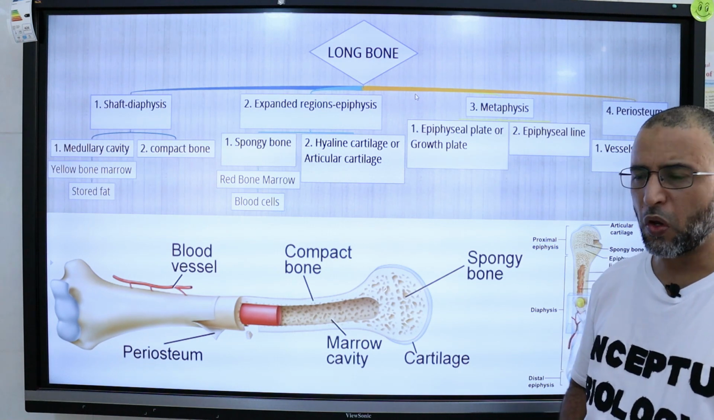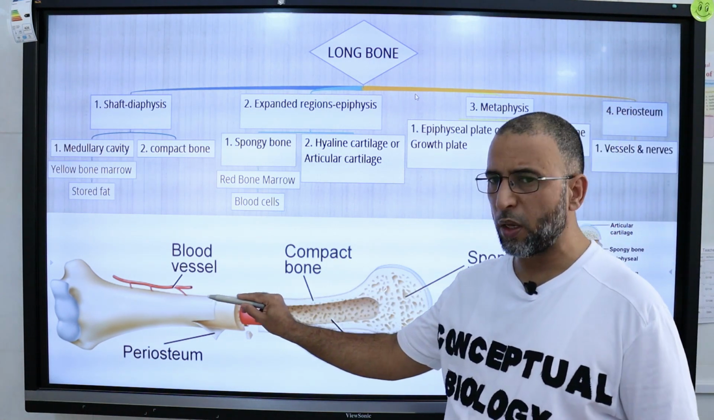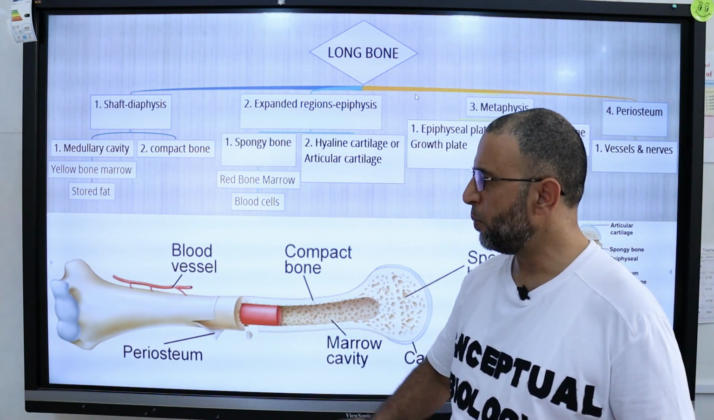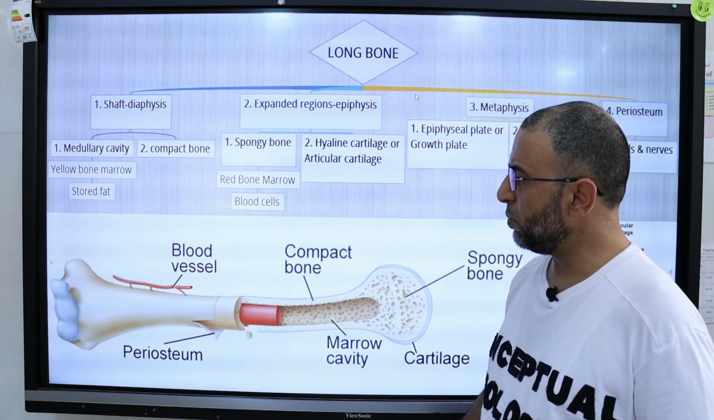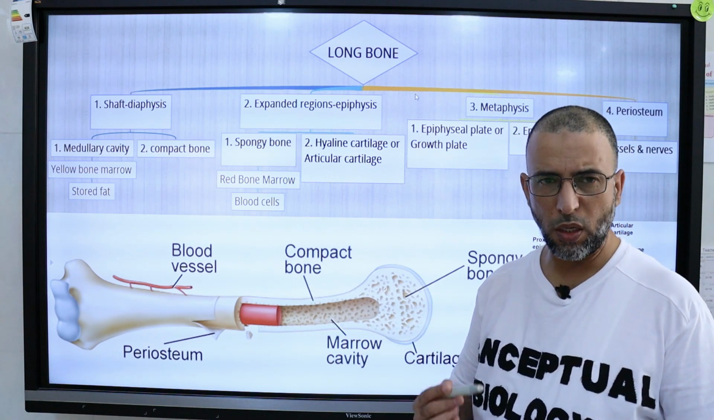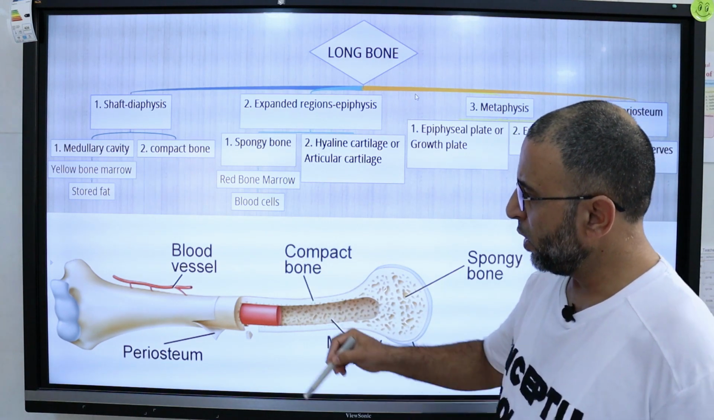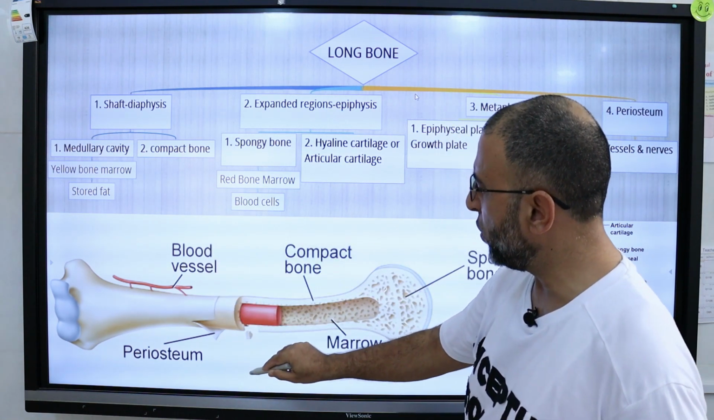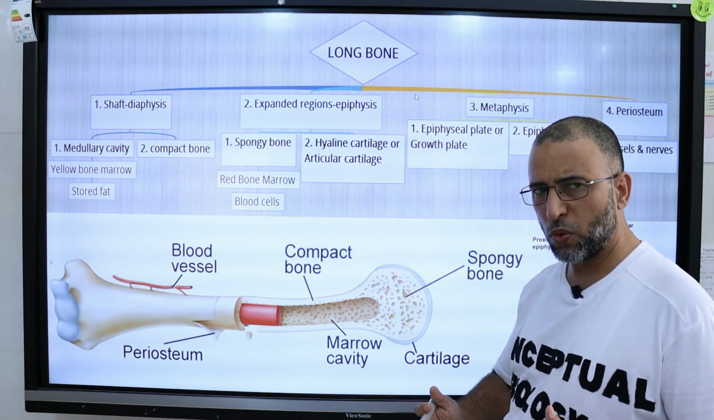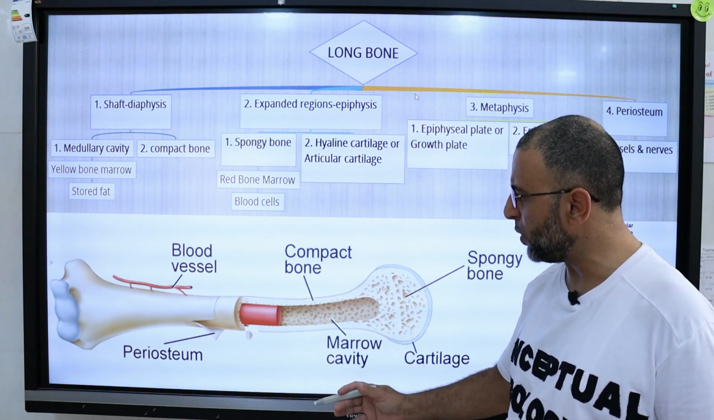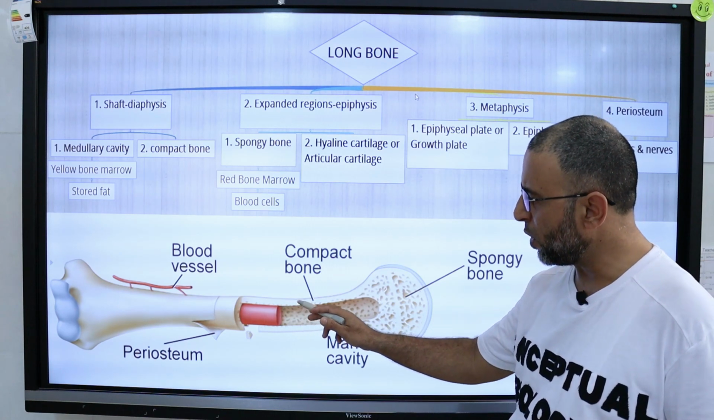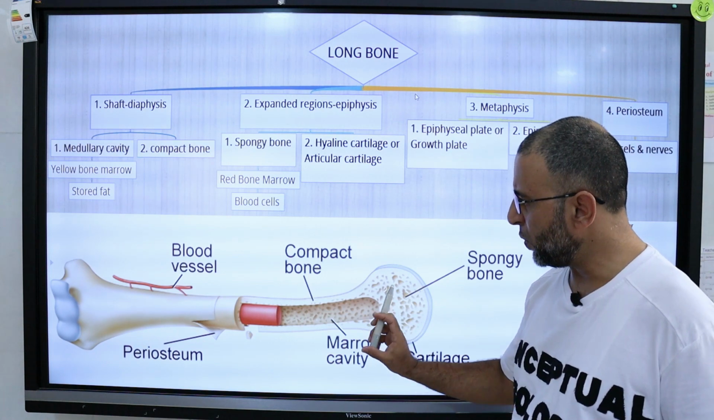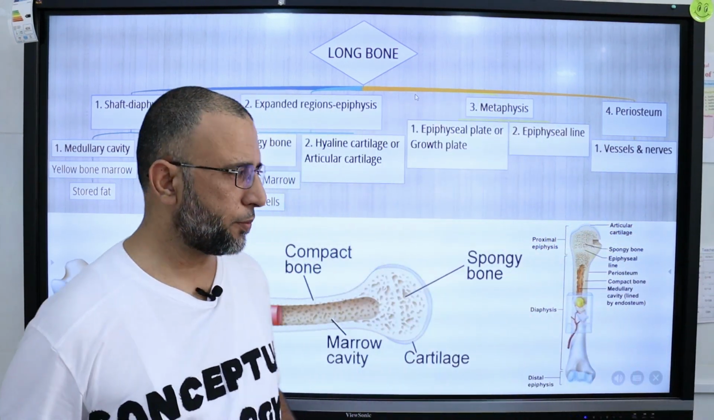Periosteum. The long bone is completely covered by a thin layer of fibrous connective tissue called the periosteum, and the periosteum has blood vessels, lymph vessels and nerves. These blood vessels penetrate the periosteum, enter into the bone, and divide into smaller branches like capillaries, which are distributed in the compact bone, spongy bone, yellow bone marrow and red bone marrow inside the long bone.